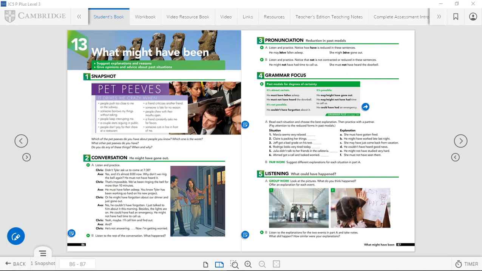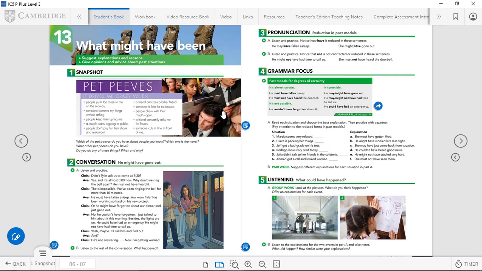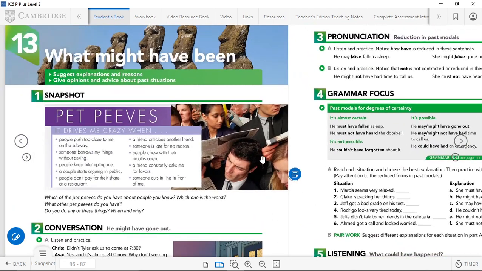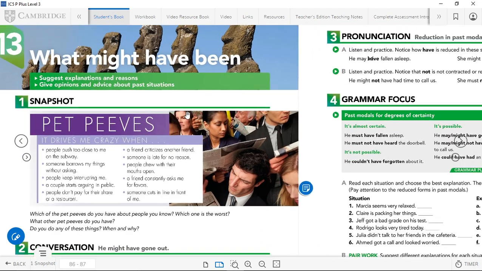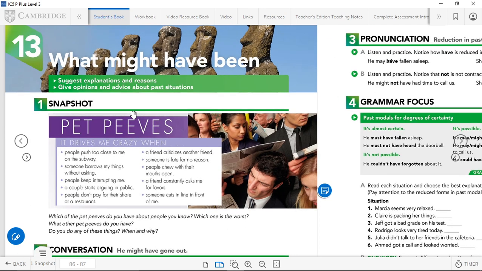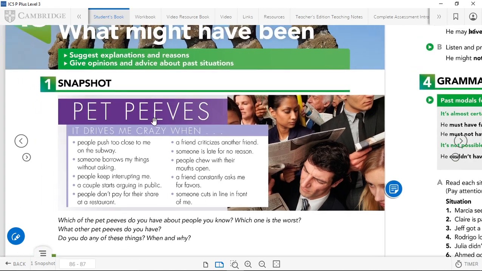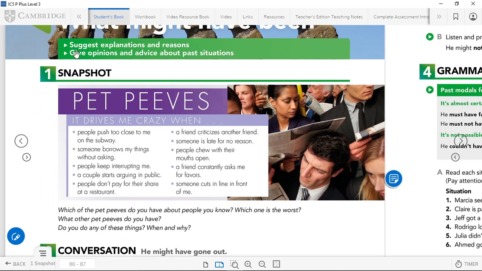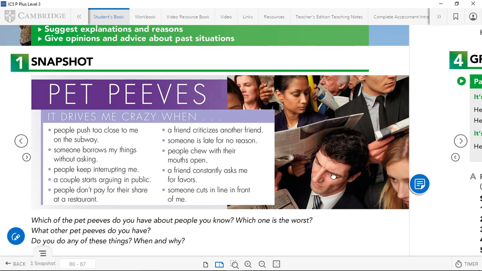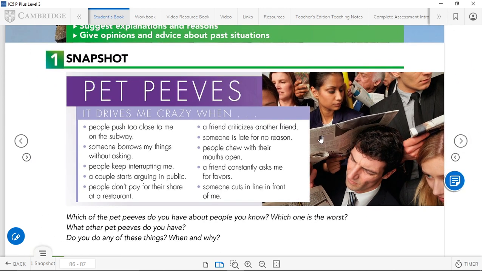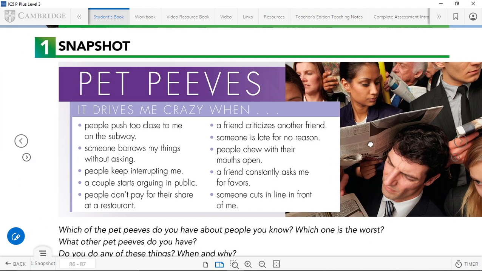Okay? Very good. So we have unit 13, what might have been. In this unit, we're going to be looking at suggestions, explanations, and research, and giving opinions and advice about past situations. That's going to be in the next video. But for this one, we're going to be suggesting explanations and reasons. And we're going to start with this snapshot. Pet peeves, as we were telling, things that annoy you personally. Okay, let's read some of them.